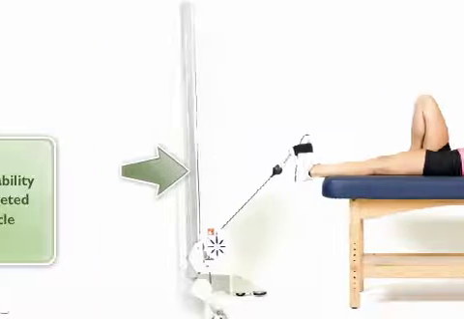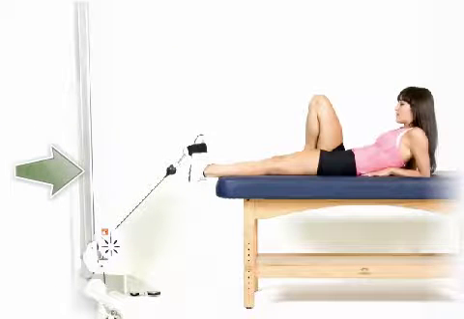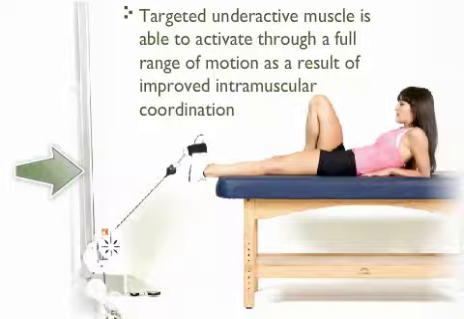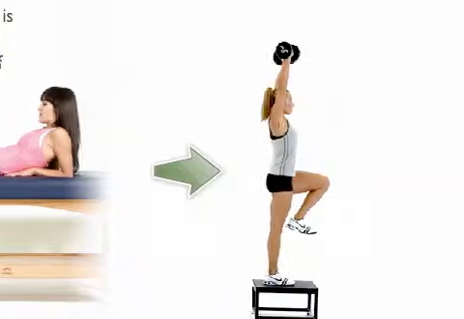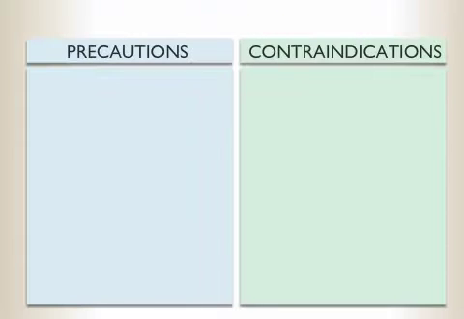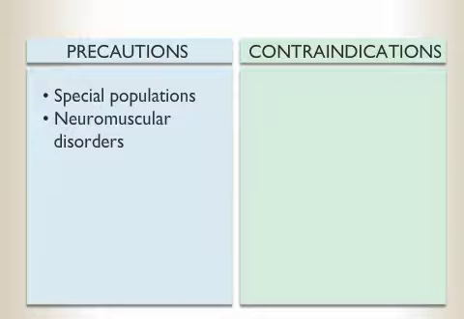Once the overactive musculature is inhibited and joint and tissue range of motion is enhanced via lengthening techniques, the targeted underactive muscle is able to activate through a full range of motion as a result of improved intramuscular coordination. The muscle will now be better suited to control the joint it affects and work synergistically with other muscles during dynamic movements.